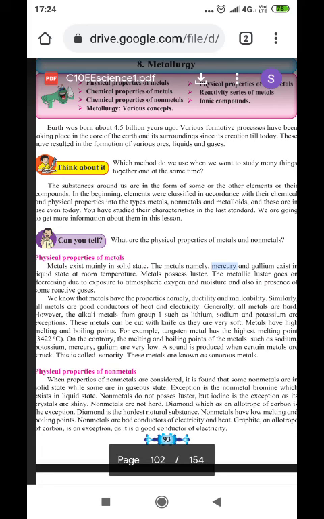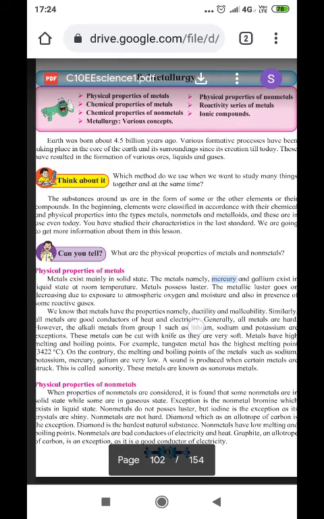First of all, we should know the meaning of metallurgy. Metallurgy is that branch of science which deals with the extraction of metals. And before that, we should know about certain properties of these metals. These metals are found under the earth's crust, and how the earth evolved, that we are going to discuss. That is about the introduction of this lesson.